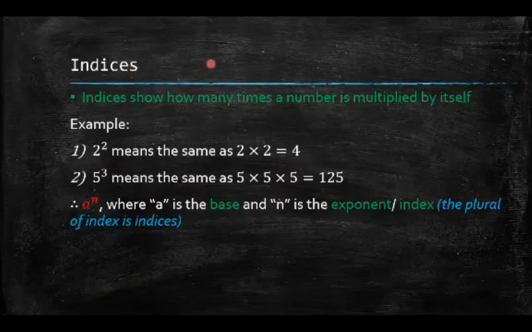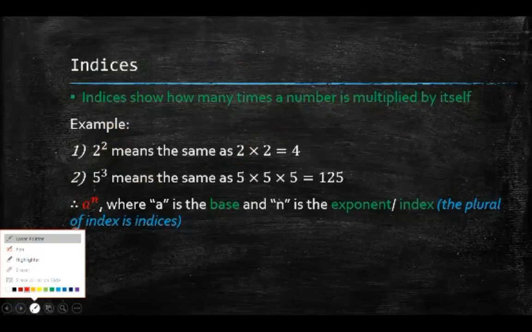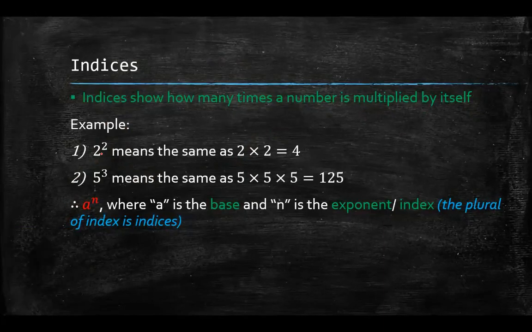So what is an index? Well, what are indices? Indices show how many times a number is multiplied by itself. For example, 2 raised to the power of 2, so 2 squared. All that means is I'm multiplying 2 by 2. So 2 squared, I'm multiplying 2 by 2, and we know that's 4.